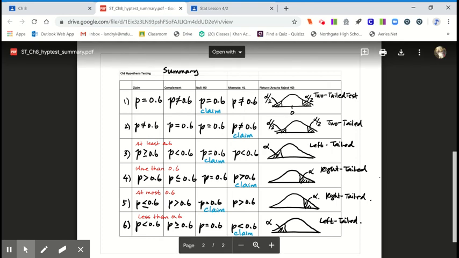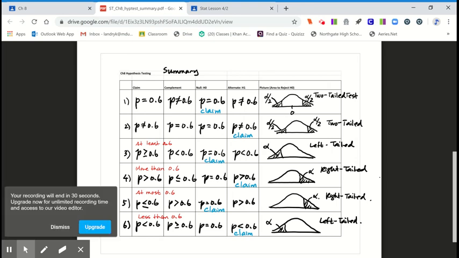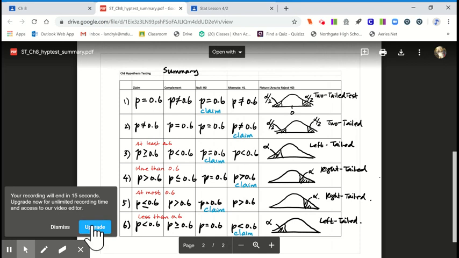Okay, going to number 4. This is the one that I assigned last Thursday, or on 4-2. This is greater than 60%, and the null hypothesis is equal to, and this should be a right tail test. Okay, I'm running out of time, so I'm going to continue in the next video.